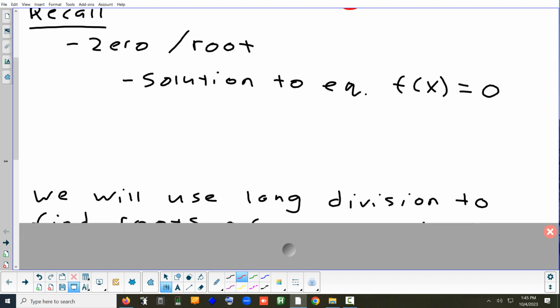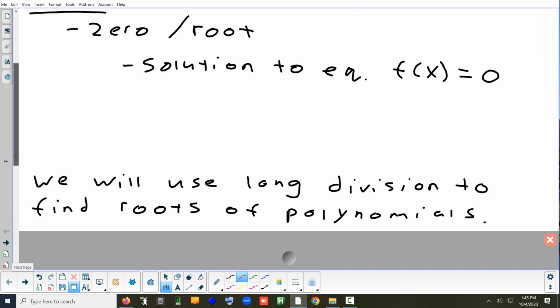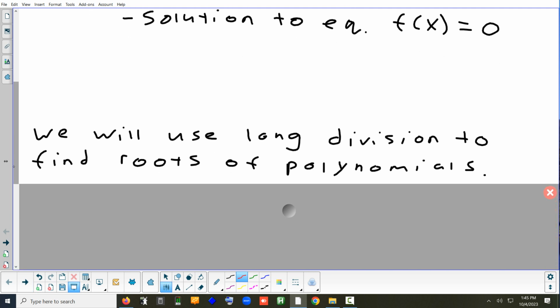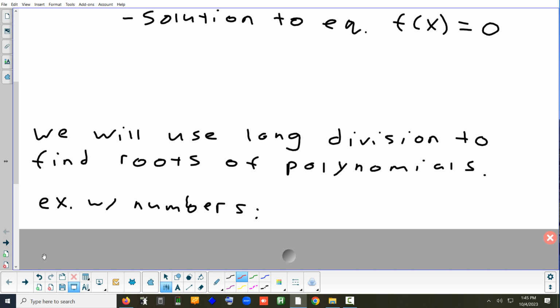So what we're going to do is look at how we can use division to find roots. How are those two things connected? That's what we're going to look at. What I'm going to do first is show you an example with just regular numbers, and then we'll do an example with letters.